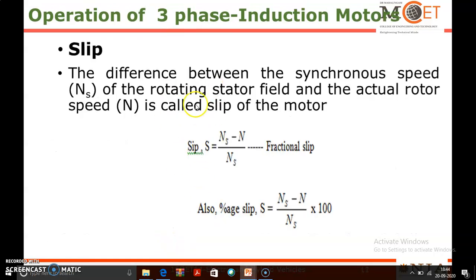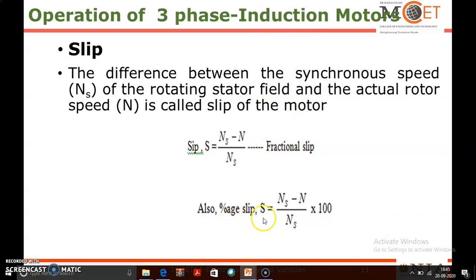Next, slip, as I told, is the difference between the synchronous speed ns and the actual rotor speed n, divided by ns. So it is the difference between the rotating magnetic field speed produced by the stator, which is the synchronous speed, and the actual rotor speed. Simply, it is the relative speed between the RMF developed by the stator and the actual rotor speed.